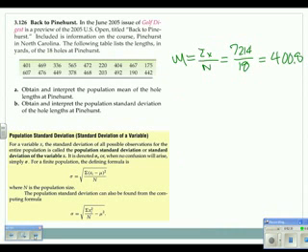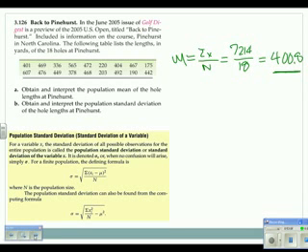And so if we look at the context of the problem, these are lengths in yards of the 18 holes. So the average distance from one of the holes of the golf course to the next is going to be, on average, 400.8 yards. Does that make sense? And then obtain and interpret the population standard deviation.